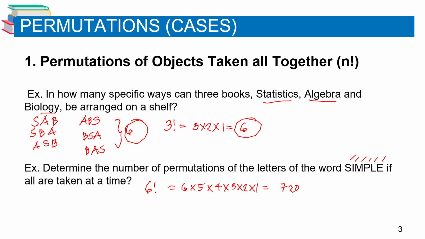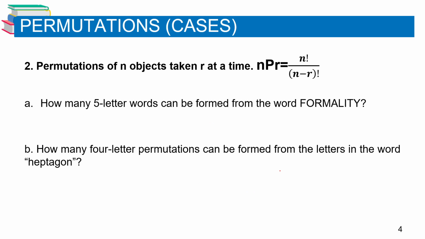Let us proceed with case number 2: permutation of objects taken r at a time. nPr is equal to n factorial over the quantity n minus r, factorial. Before proceeding with the formula, let us first consider the word PET. If the word PET is taken two at a time, we could have the arrangements PE, EP, PT, TP, ET, and TE.